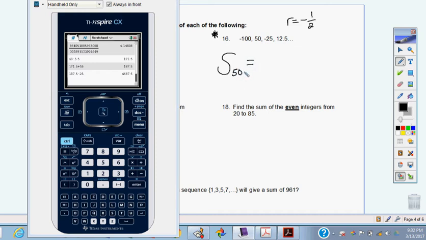So the sum of the first 50, that formula that we have, starts with the first term, negative 100, and it multiplies by that big old fraction, but it's 1 minus r to the nth. So you have to put negative 1/2 in parentheses and raise it to the 50th power. And then in the bottom we have 1 minus a negative 1/2.